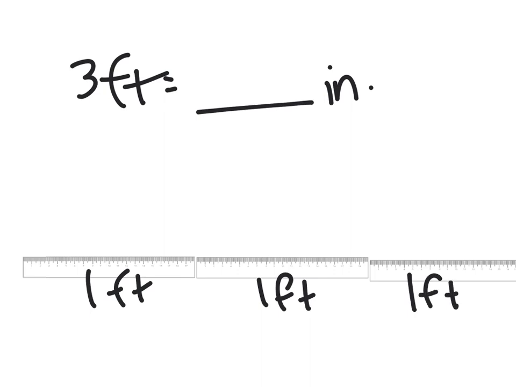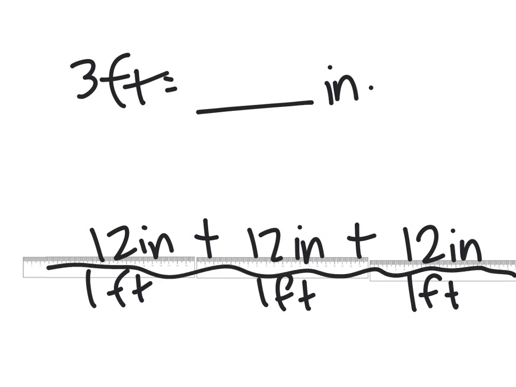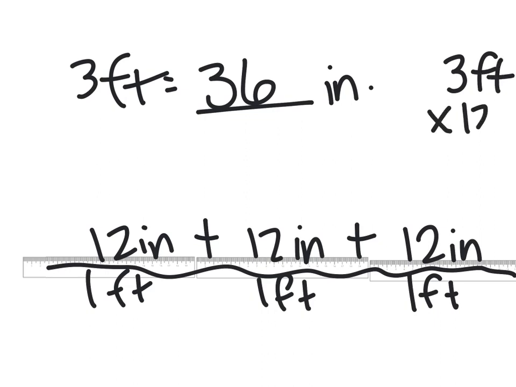Also, each one of them is 12 inches because 1 foot is the same as 12 inches. And if we want to know how many inches 3 feet are, then we can just add those inches because that is what 3 feet are. So 12 plus 12 is 24, plus 12 more is 36 inches. Another way we could solve that is 3 feet times 12 inches because we know we need 12 inches 3 times, and that would also give us 36.